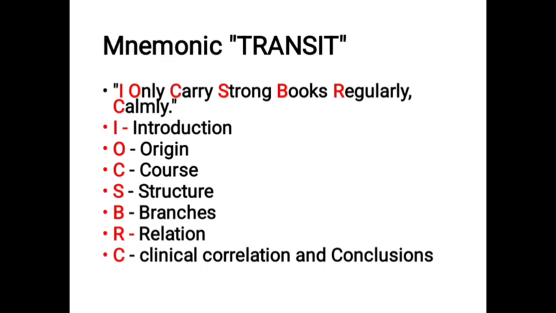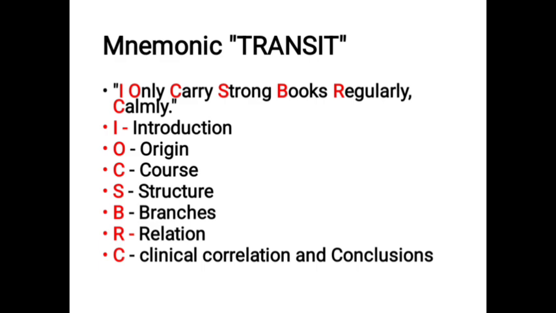This mnemonic is: I only carry strong books regularly calmly. This mnemonic will not only help you form the outline for the musculocutaneous nerve, it can also help you form the outline of all structures in the body that are in transit. I call these structures in transit because they have an origin and a termination. So when you have structures in transit, you can use this mnemonic, I only carry strong books regularly calmly, to form an outline that will guide your essay writing.